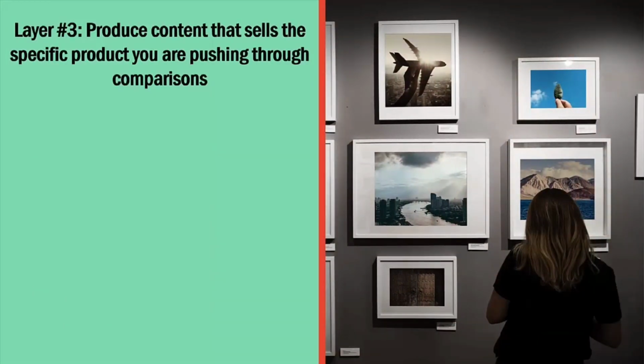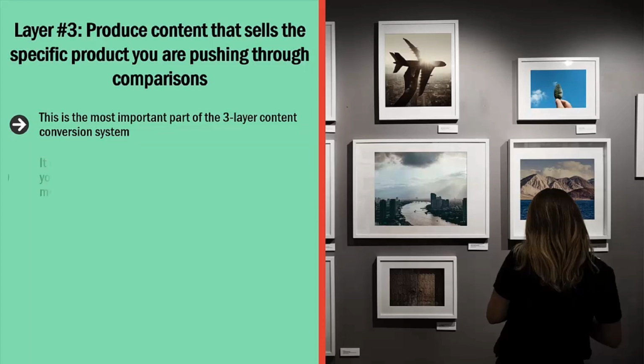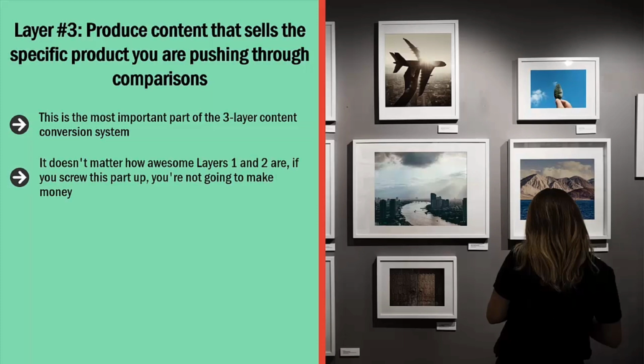Layer number 3, produce content that sells the specific product you are pushing through comparisons. This is the most important part of the 3-layer content conversion system. Drop the ball here and you're not going to make a sale. Seriously. It doesn't matter how awesome layers 1 and 2 are. If you screw this part up, you're not going to make money. Why? This is where the rubber meets the road.